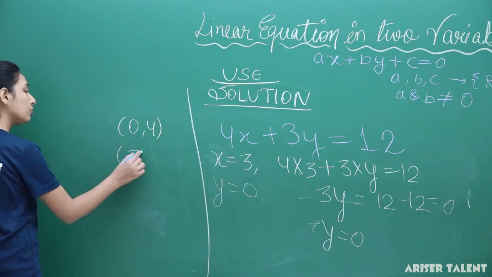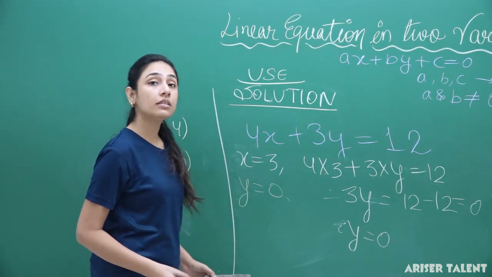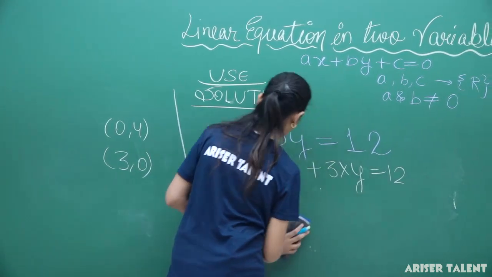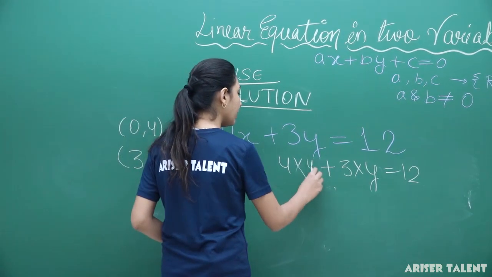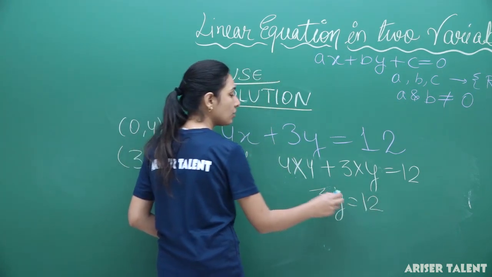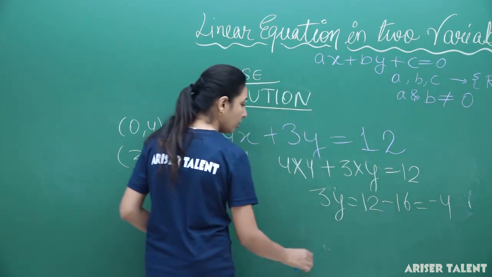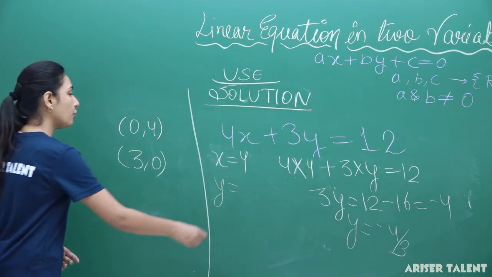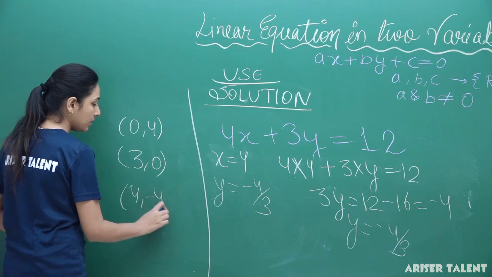How will you rewrite it? (3, 0). Okay. If I have the value of x equals 4 here, what will be the value of y? That will be 3y equals 12 minus 16, that will be minus 4. So the value of y will be minus 4 by 3. So at x equals 4, the value of y is minus 4 by 3. So (4, minus 4 by 3).